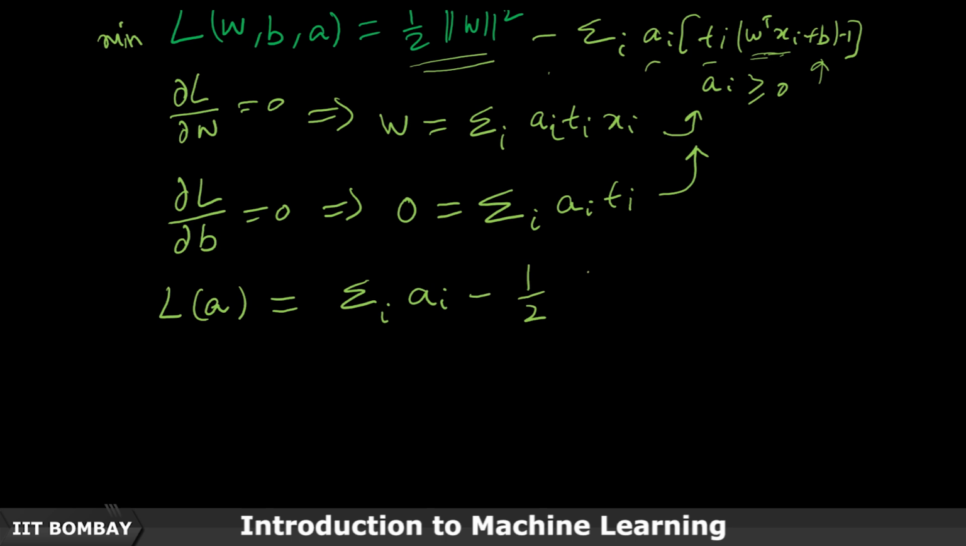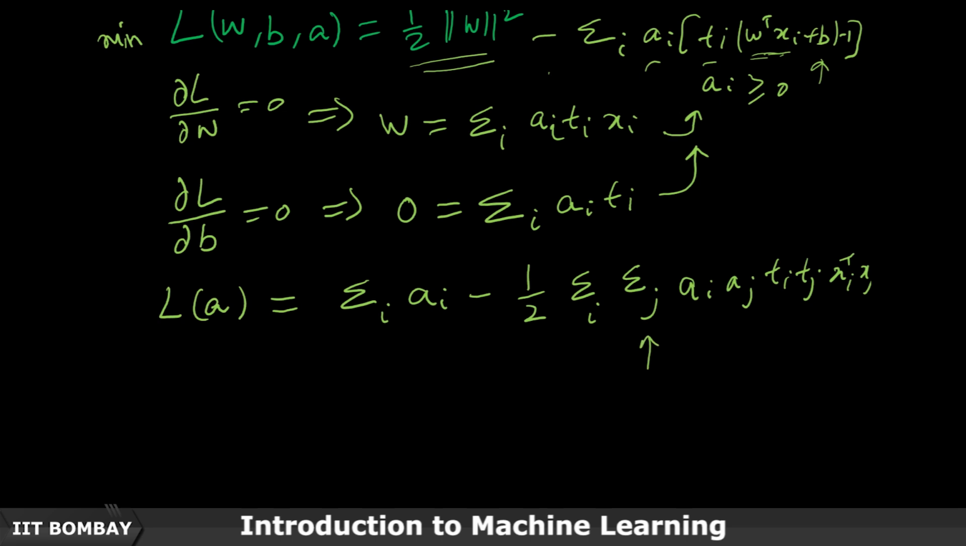and then we will get half of the sum over all i, and then the sum over all j. I will tell you where the j is coming from. We will get a_i, a_j, t_i, t_j, and then x_i transpose x_j. Alright, and so once we minimize this, we will get the values of the a_i, and that will give you the equation for the SVM. Now where do we get the j from? There was no j earlier.